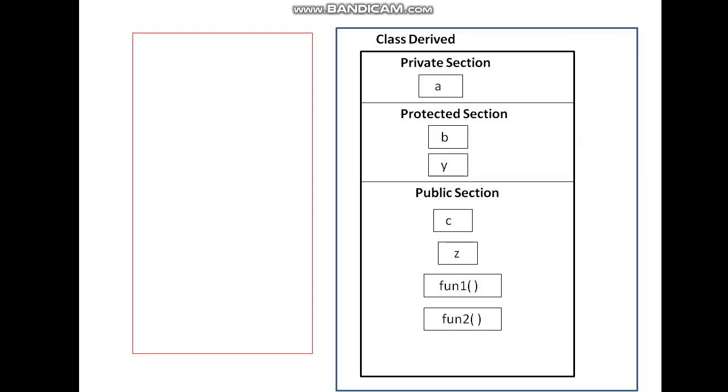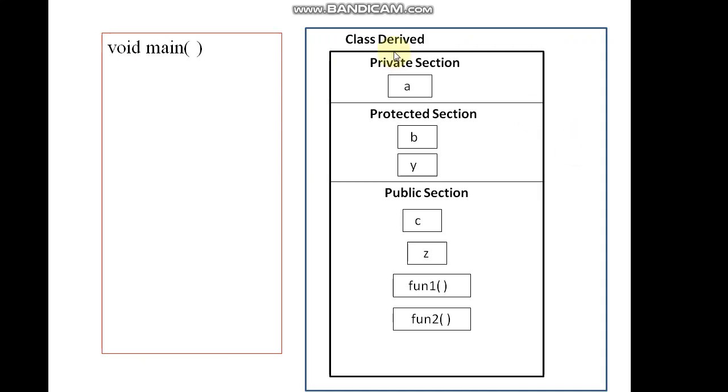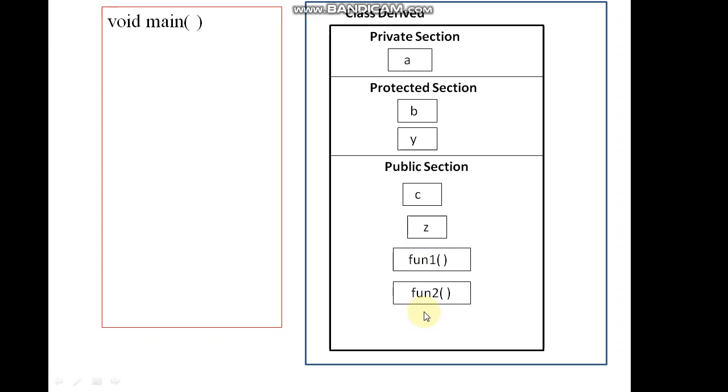Now, in the derived class, a is private, b is the protected member of the derived class, y is a protected member of the base class inherited into the derived class as a protected member only, as it's a public derivation. c is a public member of the derived class. z is a public member of the base class inherited as a public member into the derived class. function1 is inherited from the base class. function2 belongs to the derived class.